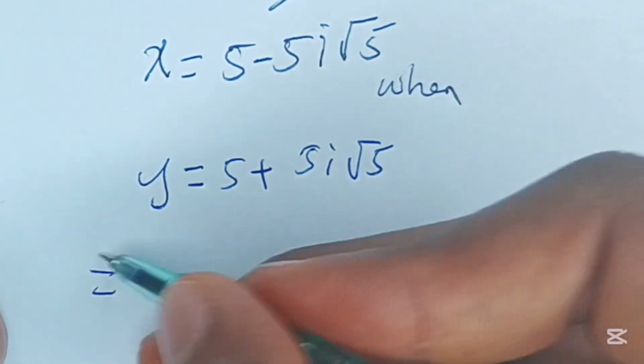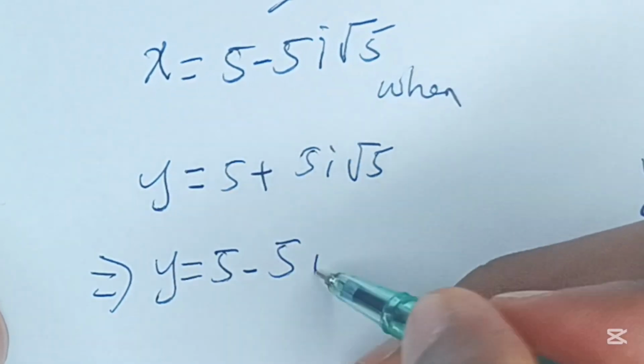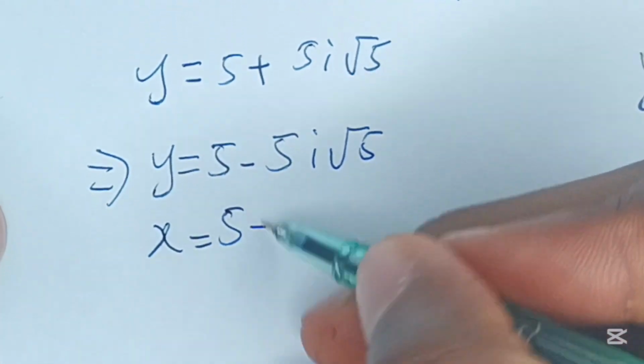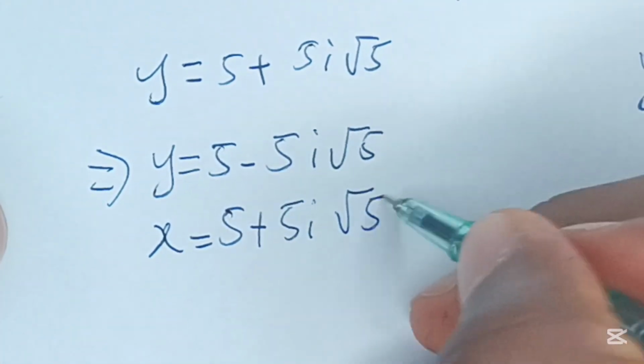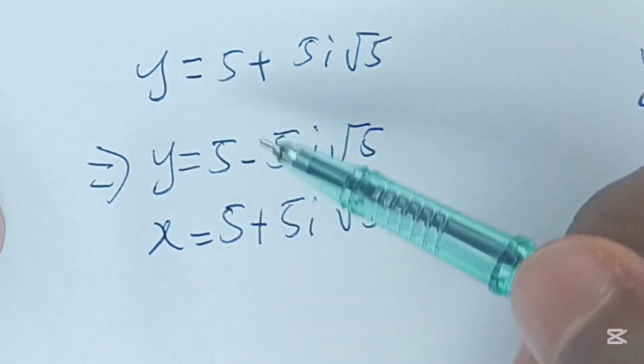Hence, when y is equal to 5 minus 5i root 5, x will become equal to 5 plus 5i root 5. Hence, the answers for x and y are 5 plus or minus 5i root 5.